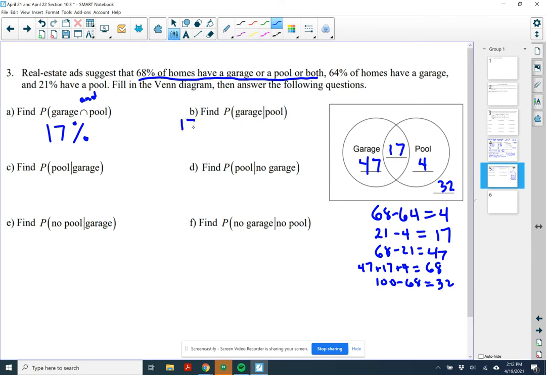That's going to be 17 divided by 21. Because the number that have a garage and a pool is 17, and then the total number that have a pool is 21. And we can change that to a decimal, change it to a percent, whichever we want. If you change that to a percent, so I'm going to look at it as a percent as well. 17 divided by 21, 80.95%.